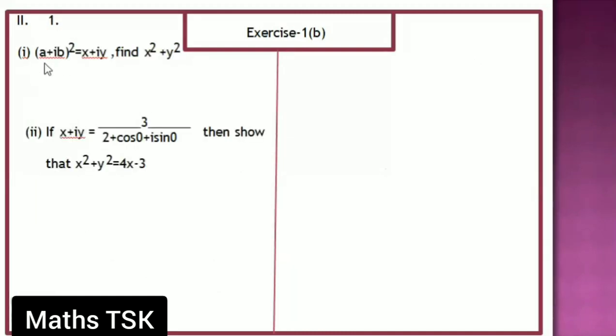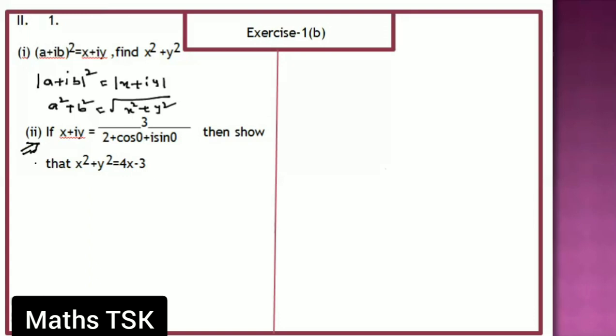Take modulus on both sides of (a plus ib) whole square is equal to x plus iy. So this modulus becomes modulus of (a plus ib) whole square is equal to modulus of x plus iy. So the modulus of this is root of a square plus b square, whole square. So a square plus b square is equal to root of x square plus y square. So x square plus y square is equal to (a square plus b square) whole square. Okay, right? An important problem.